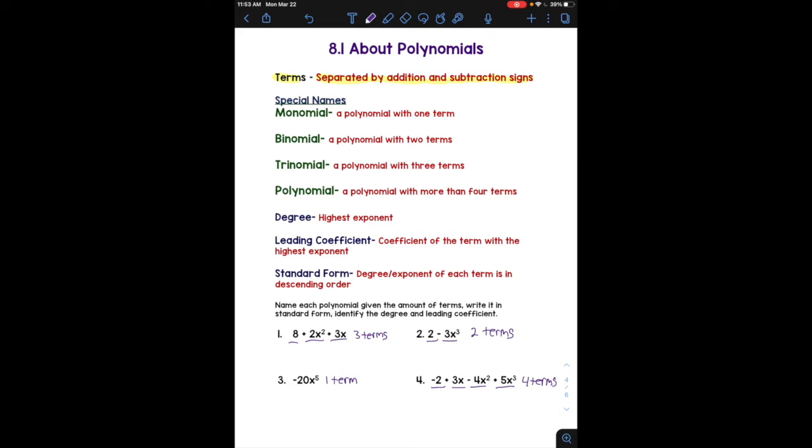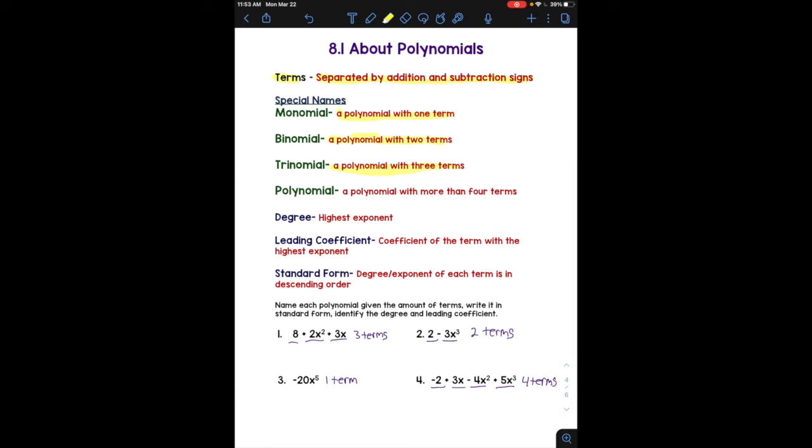Depending on how many terms a polynomial has, it has a special name. For example, a monomial is a polynomial with 1 term. So as we look down below, problem number 3 is a monomial because there's 1 term. A binomial is a polynomial with 2 terms. Problem number 2 below will be a binomial. A trinomial has 3 terms, in which that would be number 1. That would be considered a trinomial.